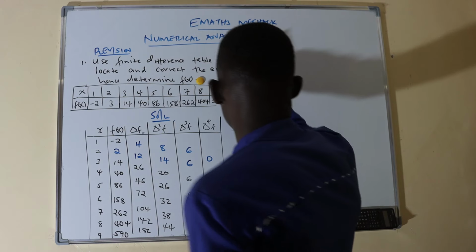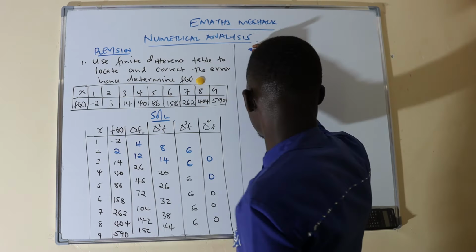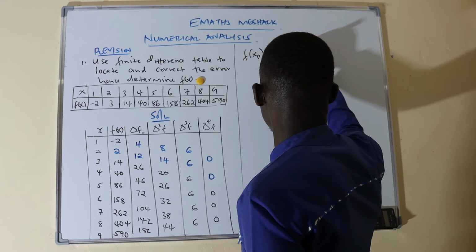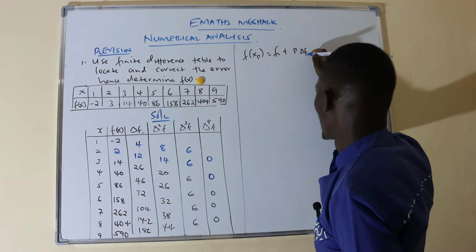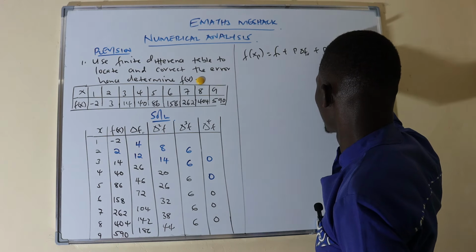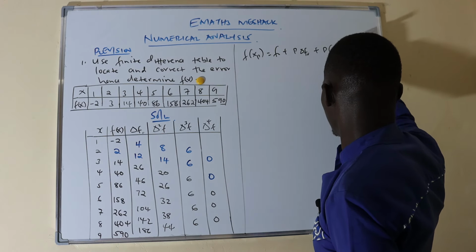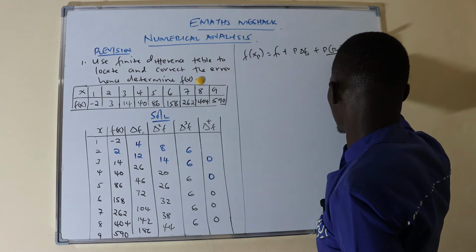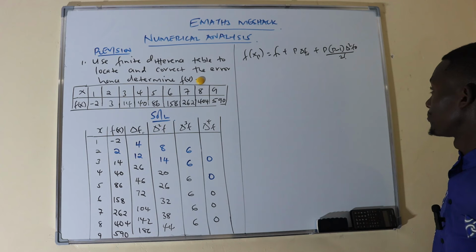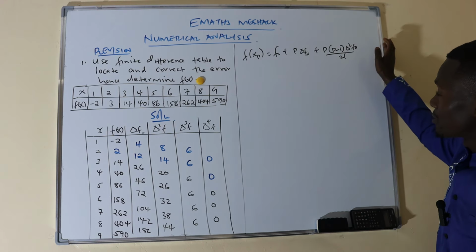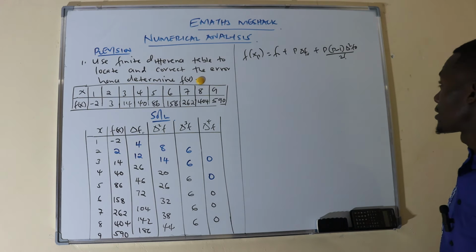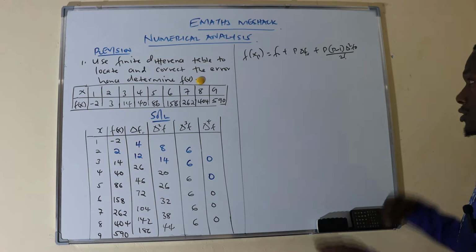We know that f of xp is given by f of naught plus p, first difference, over 1 factorial, then plus p times p minus 1, second difference, over 2 factorial. The sequence continues in that form, so it will be p, p minus 1, p minus 2, third difference, over 3 factorial, and so on.